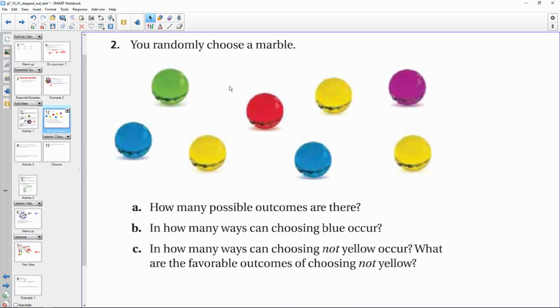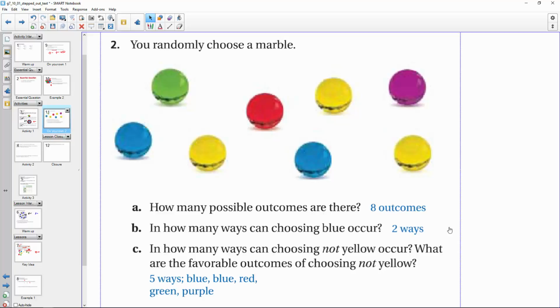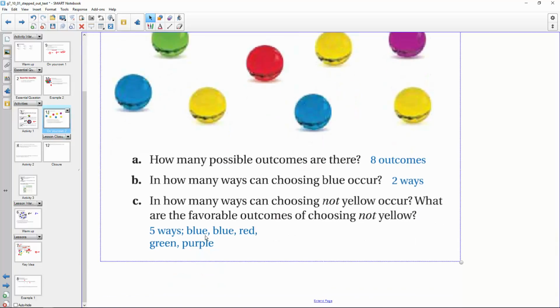And then I randomly choose a marble. How many outcomes are there? Well, there's 2, 4, 6, 8. How many ways can blue occur? 2 out of 8. And how many ways can choosing not yellow occur? Weird way to talk, right? But there's 1, 2, 3, 4, 5 different ways that it's not yellow. And here are the various options that you could have. So for the favorable outcomes, you have to actually list them out here. And that's really the lesson today. It's kind of an intro into probability.